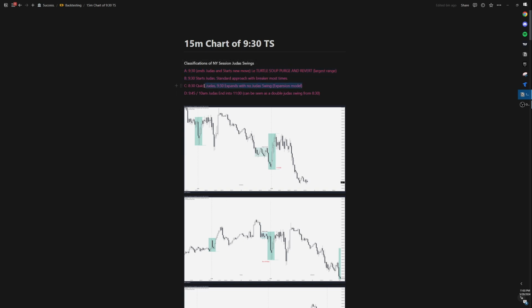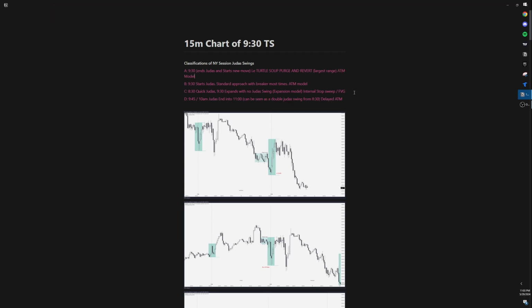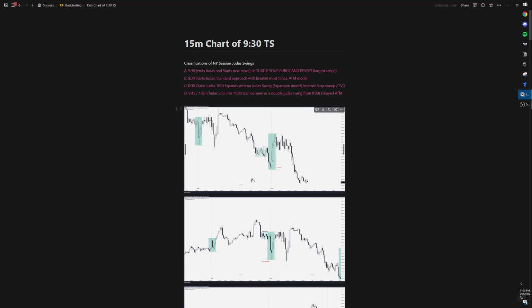A C classification where you have an 8:30 Judas swing, a lot of times you'll find either an internal range stop sweep or a fair value gap entry. This is where you'll just find normally just a delayed ATM. Here you can find an ATM model. Here you can find an ATM model. Normally it's expanding, but study this.